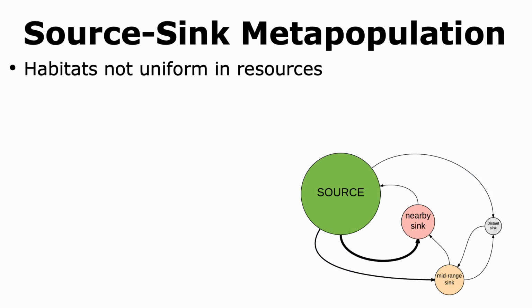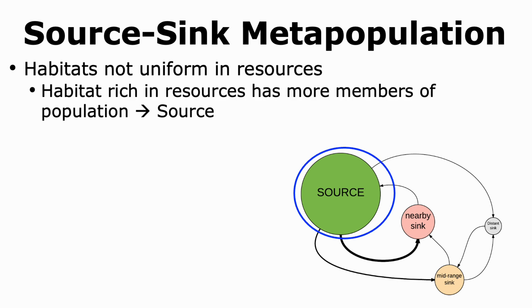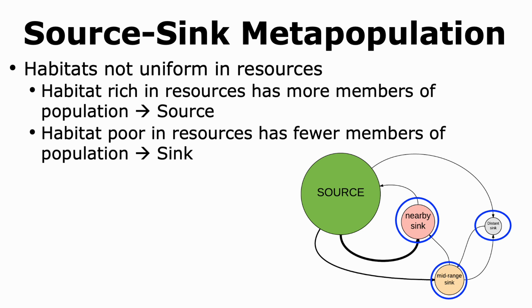There are scenarios where the habitats of metapopulations are not uniform in resources. The habitat that is rich in resources tends to have more members of the population and is called a source. Thus, sources are populations in high-quality habitats where the births usually exceed the deaths, and there is more emigration instead of immigration. On the other hand, habitats that are poor in resources tend to have fewer members of the population and are called a sink.